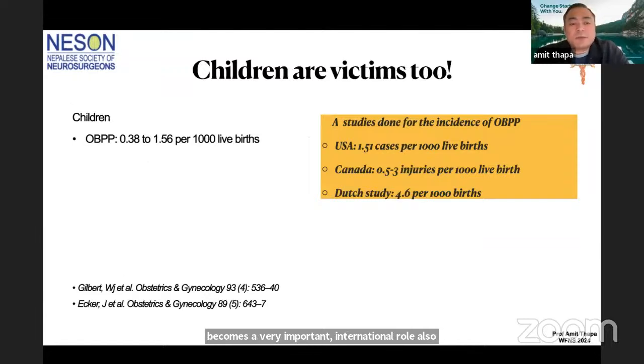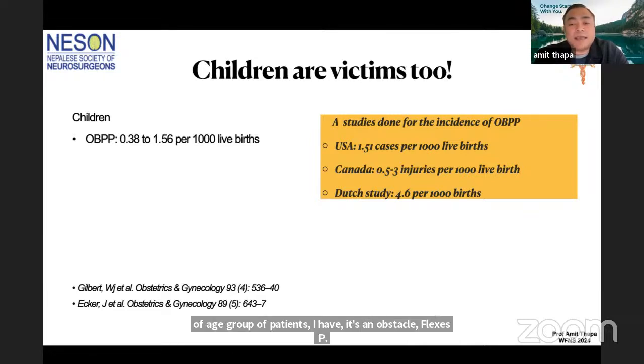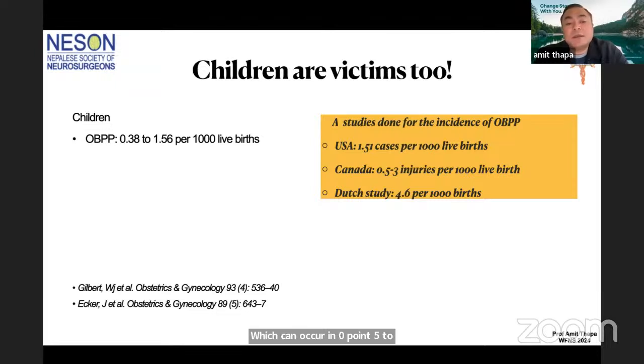Children are also victims of brachial plexus injury. However, the most common injury in this age group is obstetric brachial plexus palsy, which can occur in 0.5 to as high as 4.6 per 1,000 live births.